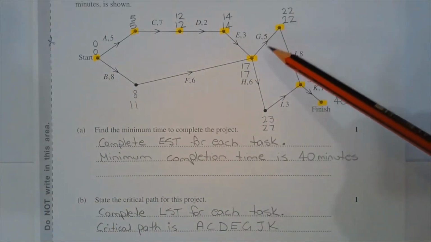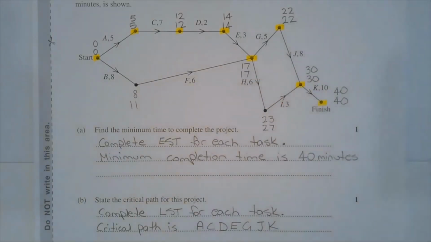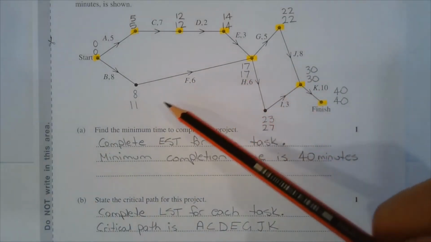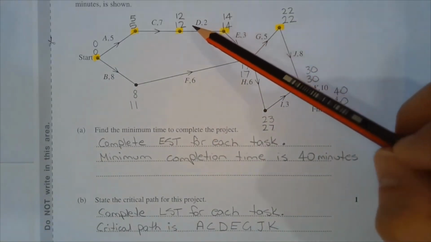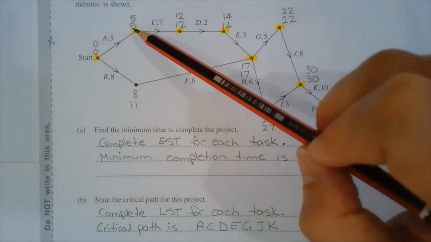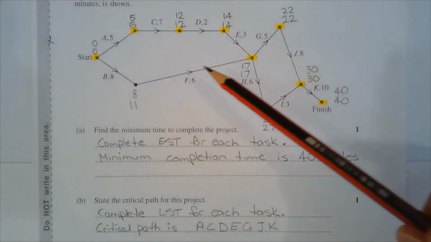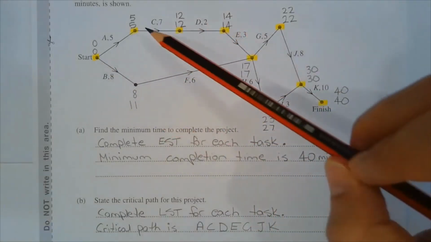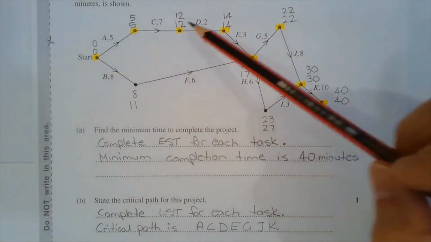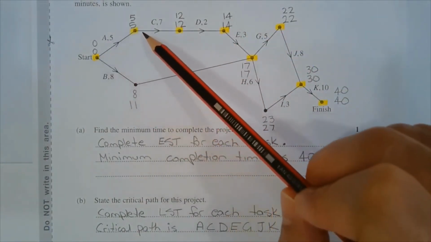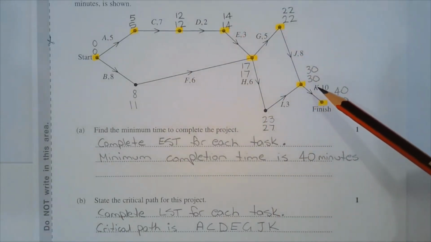22 minus 5 is 17. 27 minus 6 is 21, and the lower of the two numbers is 17. 17 minus 6 is 11. 17 minus 3 is 14. 14 minus 2 is 12. 12 minus 7 is 5. And 5 minus 5 is 0. And the critical path is found by locating the vertices where the numbers, top and bottom, are identical. And I've highlighted them here. So the critical path is A, C, D, E, G, J, and K.